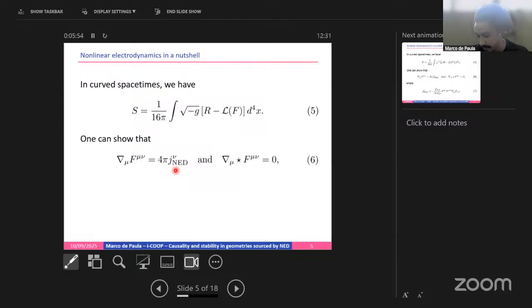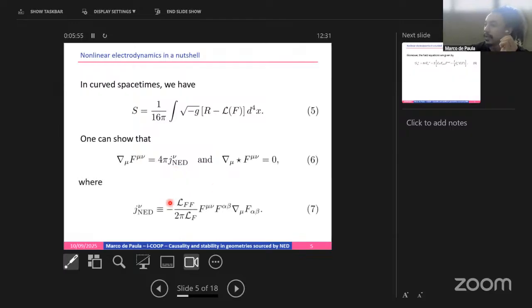And it's precisely this effective current term, which is given by this expression here, equation 7, that affects the motion, for instance, of photons. So in nonlinear electrodynamics, photons will follow new geodesics of an effective metric, and we will discuss this later.